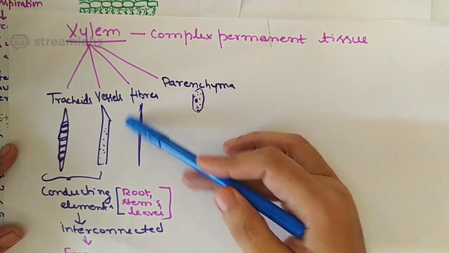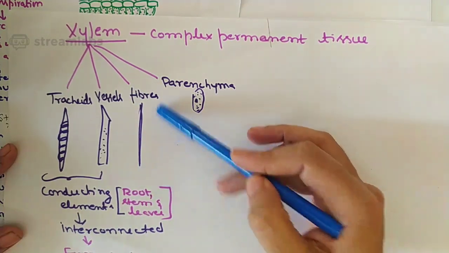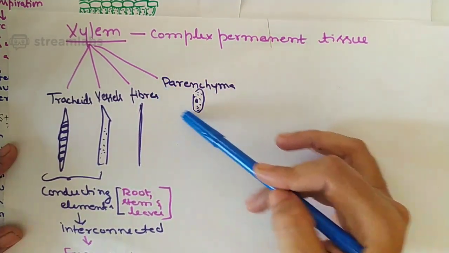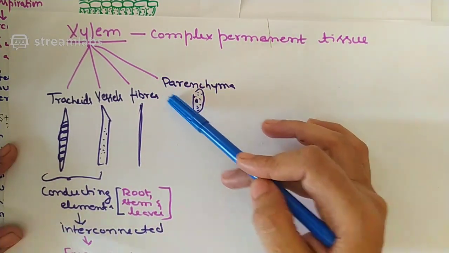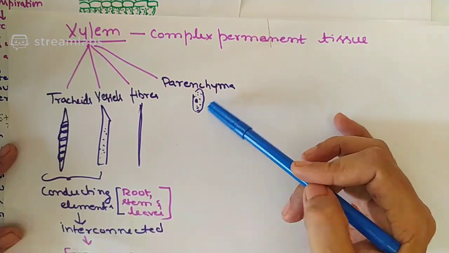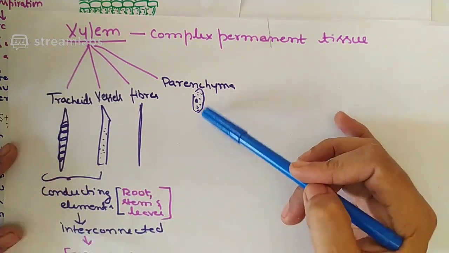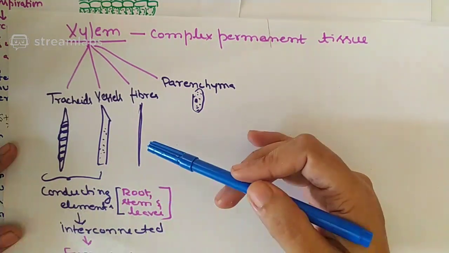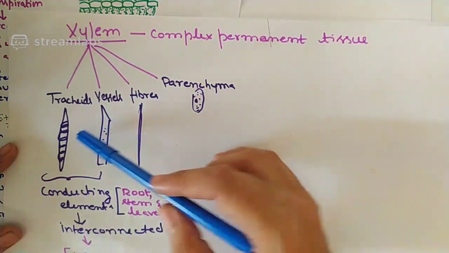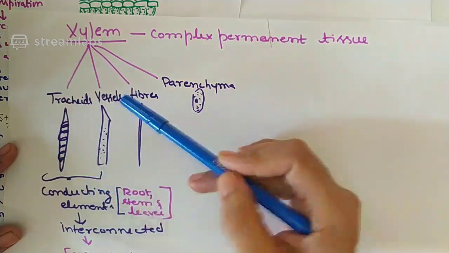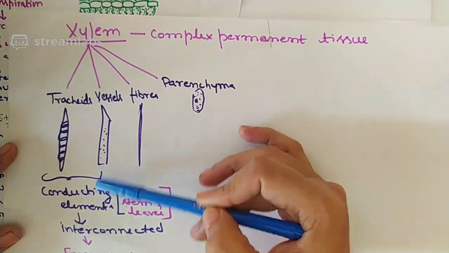Xylem fibers are sclerenchyma cells which provide mechanical support. Xylem parenchyma is a common parenchyma cell which you have heard about, but here in xylem it helps in storage. But for us, we are studying conduction in plants, so it is mainly tracheids and vessels. Tracheids are elongated with pointed ends, vessels are tube-like structures.